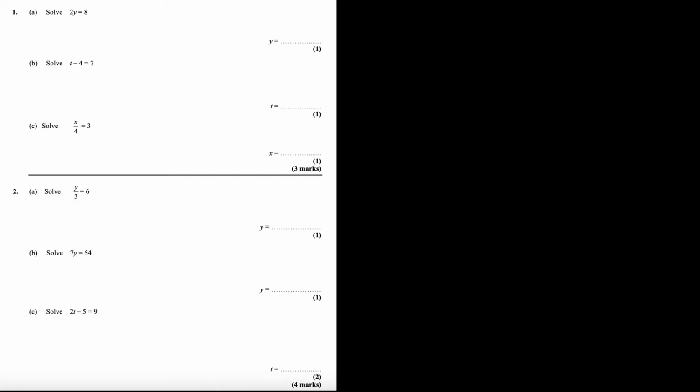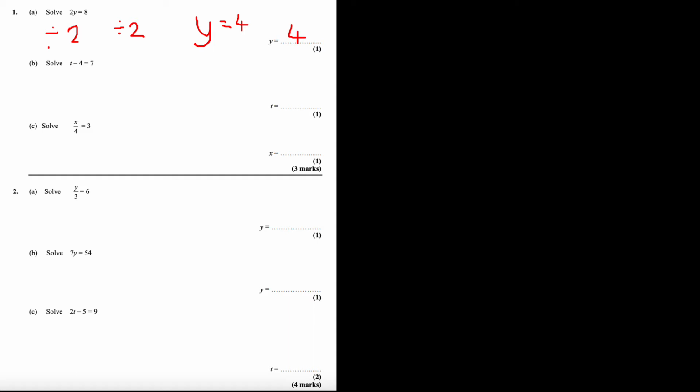Right guys, question number 1a, solve 2y equals 8. Well, 2y means 2 times y, so the opposite of times by 2 is dividing both sides by 2. So dividing both sides by 2, I get that 2y over 2 is just y. 8 divided by 2 is 4. So the answer is y is equal to 4.